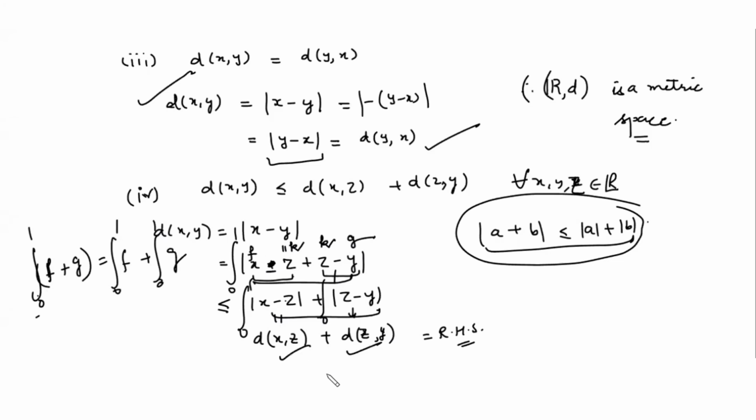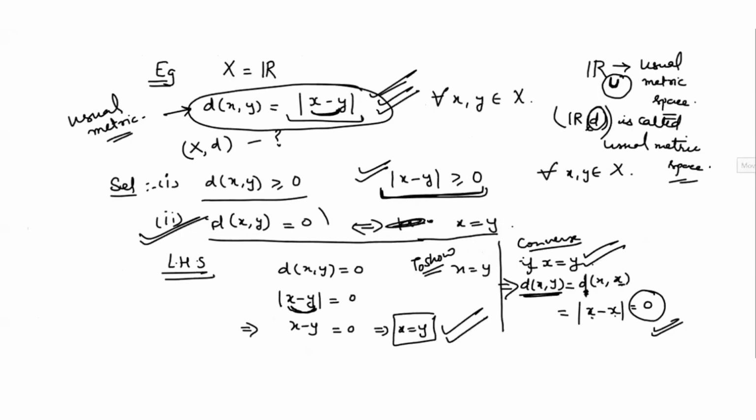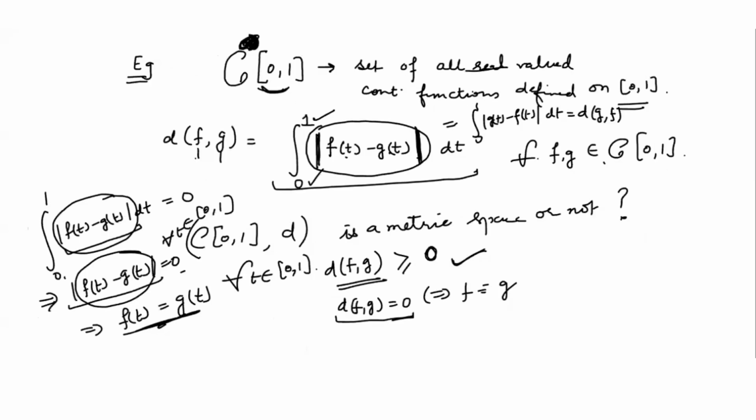So that will become the distance of f comma g is less than or equal to distance of f comma k plus distance of k comma g, where f, k, g are real continuous functions defined on the interval [0, 1]. So all four properties of a metric space are satisfied. Therefore your D on this function space is a metric space.